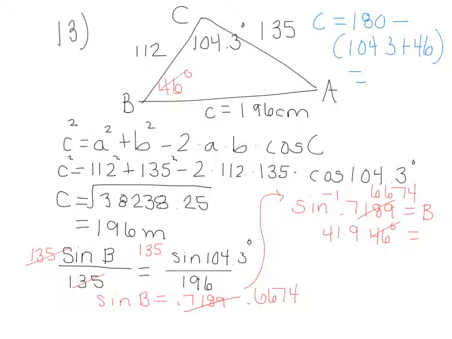So now, to find angle A, I'm going to have to add the two angles I know, the 104.3 and the 41.9, subtract that from 180, and I'll find that angle A, the amount left for it, would be 33.5 degrees.